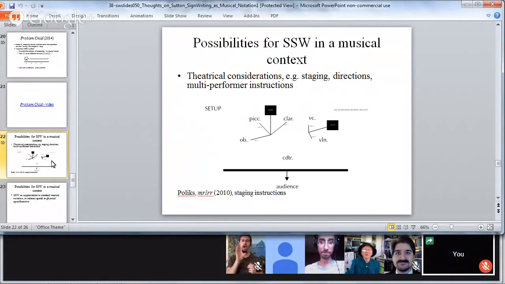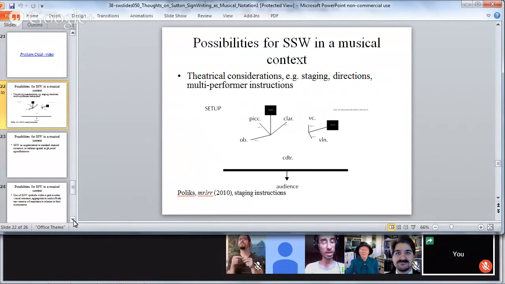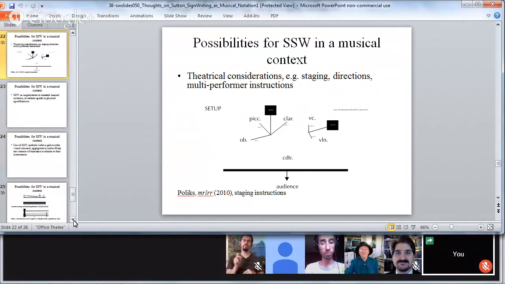There we go. So this is an excerpt from another score by Mark Pollux showing staging instructions, and I think it's pretty obvious how Sutton SignWriting could be used in this context to more specifically direct staging instructions. If you go to the slide after this one.